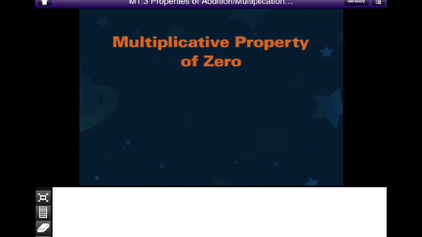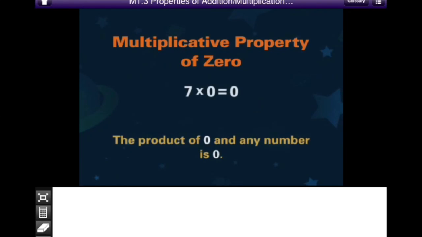Another property is the multiplicative property of 0. Zio has a property named after him? No. I said the multiplicative property of 0. The product of 0 and any number is 0. Ha! I always thought Zio was a 0. Hey! For example, 7 times 0 equals 0, and 0 times 9 equals 0. Any number times 0 equals 0.